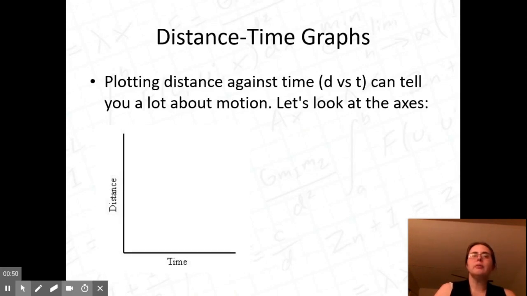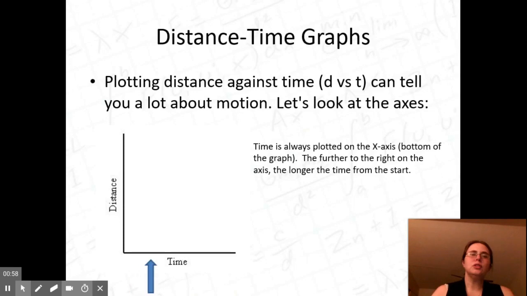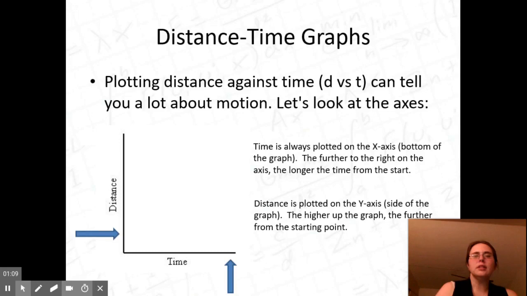Distance versus time graphs. Plotting distance against time, d versus t, can tell you a lot about motion. So time is just going from the origin to the right, and the further to the right you go, the more time has elapsed. Distance is plotted on the y-axis, and the higher up the graph, the further from the starting point you are. This is also true for displacement versus time.